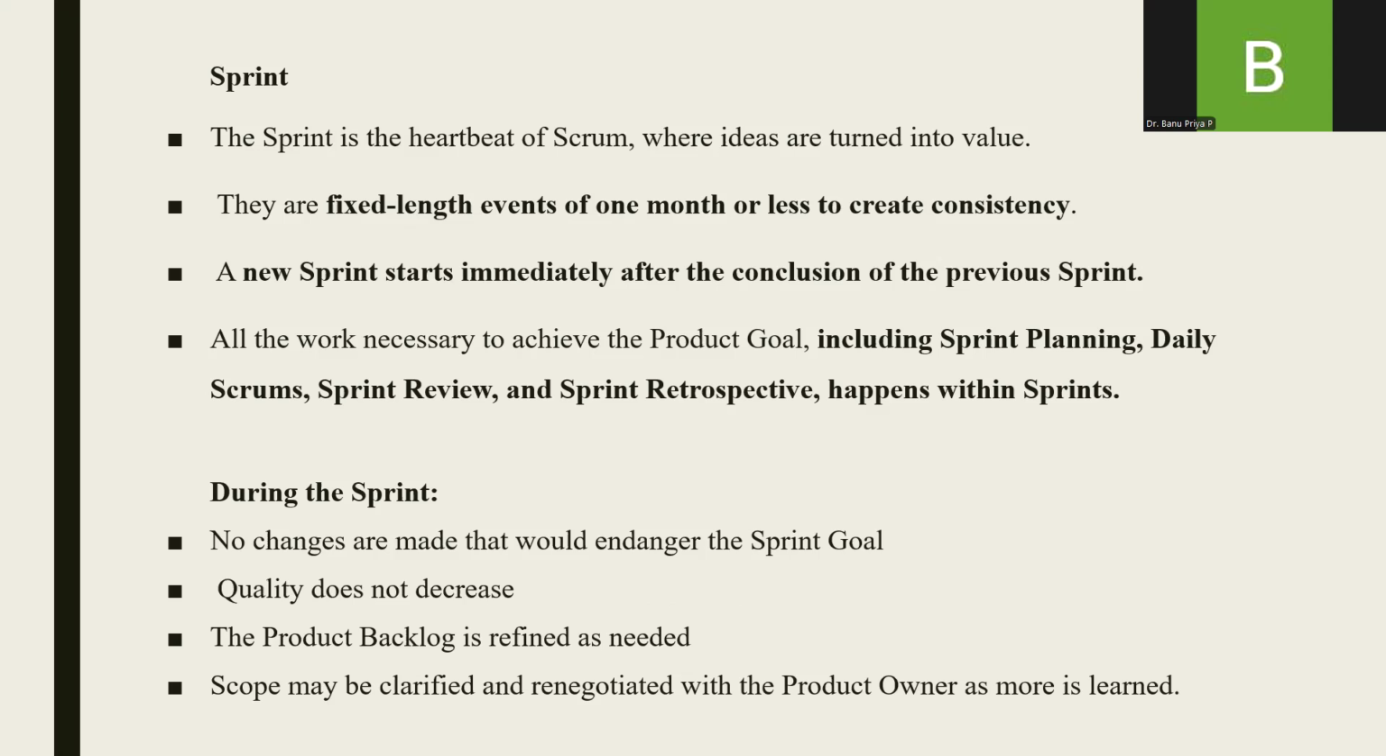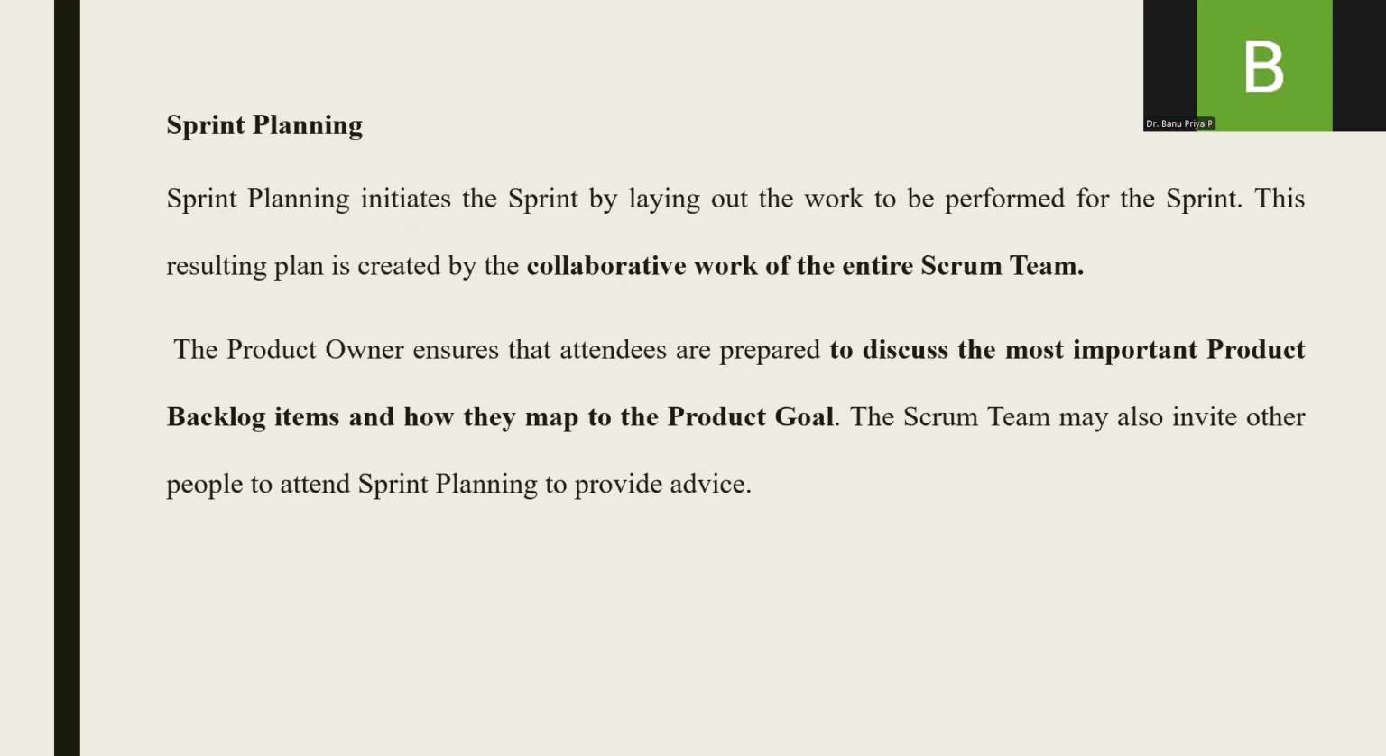If you see, the work under a sprint is nothing but, first, following the product goals, sprint planning, daily Scrum meetings, sprint review, and sprint retrospective review, and all of these happen within the sprint. During every sprint, make sure the product backlog is refined, the quality will be higher, and the scope will be much more clarified, and this will satisfy the customer.